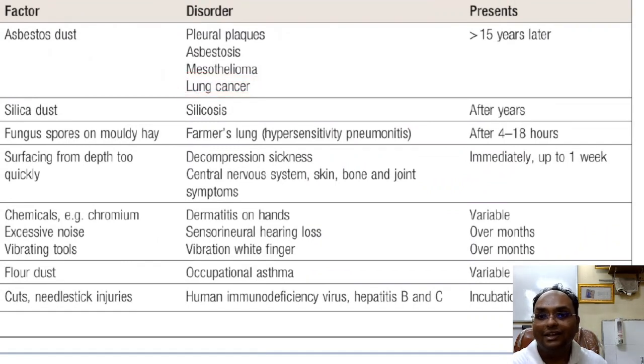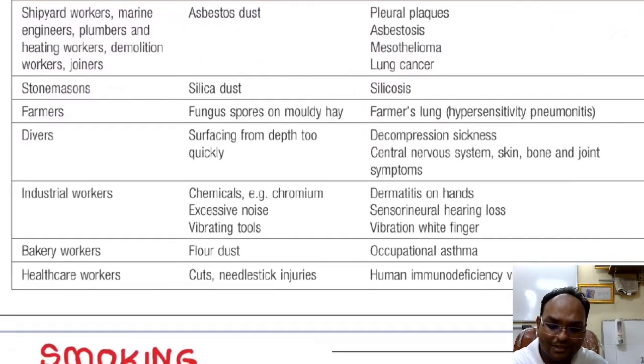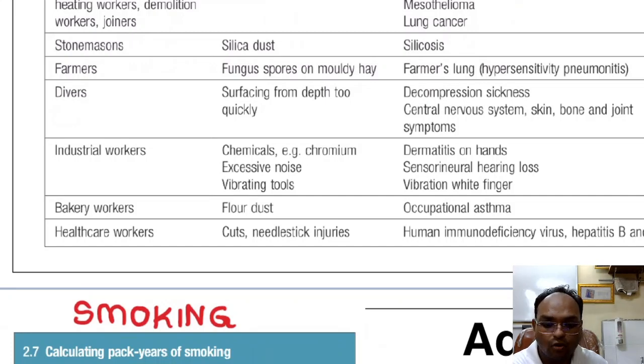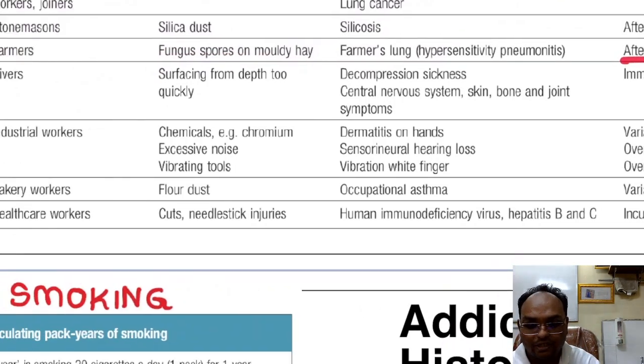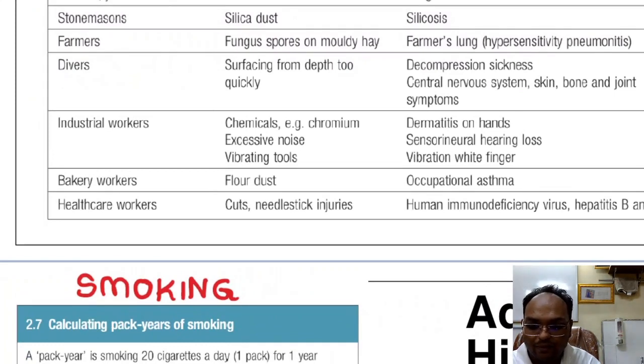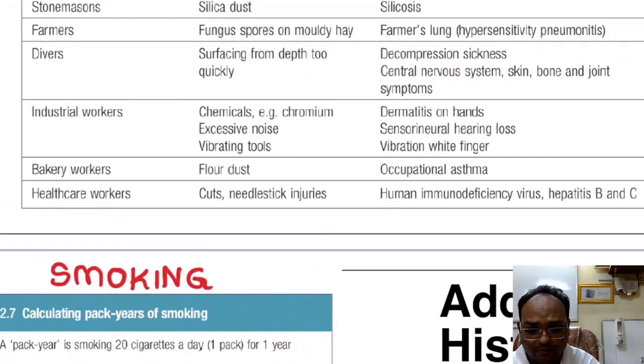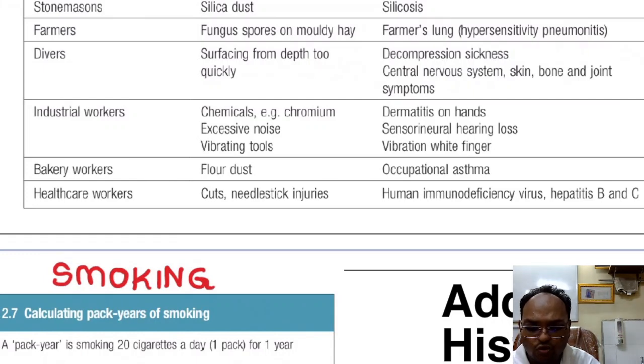When we study lung cancer, we will discuss what types of lung cancer are associated, but usually more than 15 years of exposure are required. Stonemasons, as you can understand, get exposed to silica dust and develop silicosis, very closely associated with tuberculosis, affecting the lower lobes of the lungs, whereas asbestosis is usually the upper lobes of the lungs. Farmers get exposed to thermoactinomycetes, moldy hay, and within 4 to 18 hours of exposure. Divers may develop decompression sickness, bends, chokes and strokes, and they affect the skin, joint, bones and the central nervous system. Industrial workers get exposed to vibrating tools.